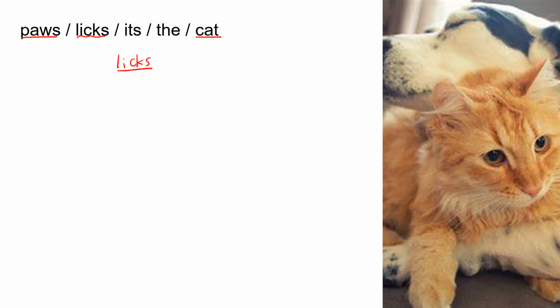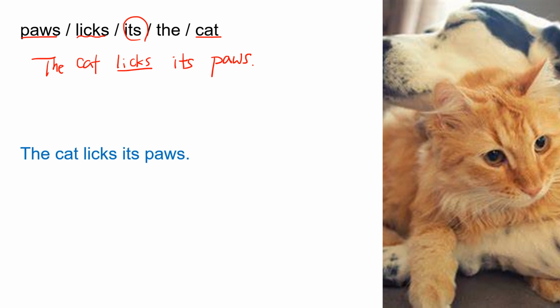Licks, which means the subject has to be singular. So cat licks, cat licks paws, and whose paws? Its paws. The cat licks its paws. So the cat is the subject, third person singular. That's why we have an S.